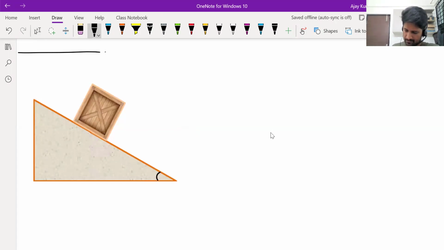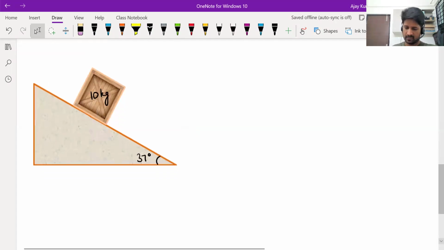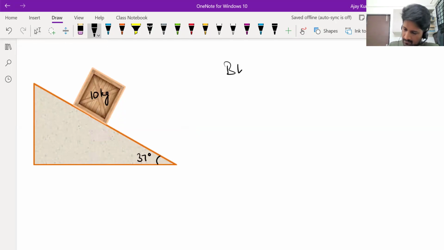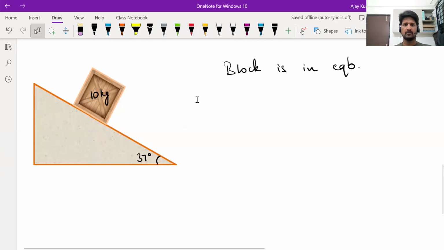Assume the angle is some 37 degrees. Let's say this is a 10 kg block. It is found that the block is in equilibrium. How is it possible for it to be in equilibrium? Should the surface be a rough surface, or will it be in equilibrium even if it's a smooth surface?